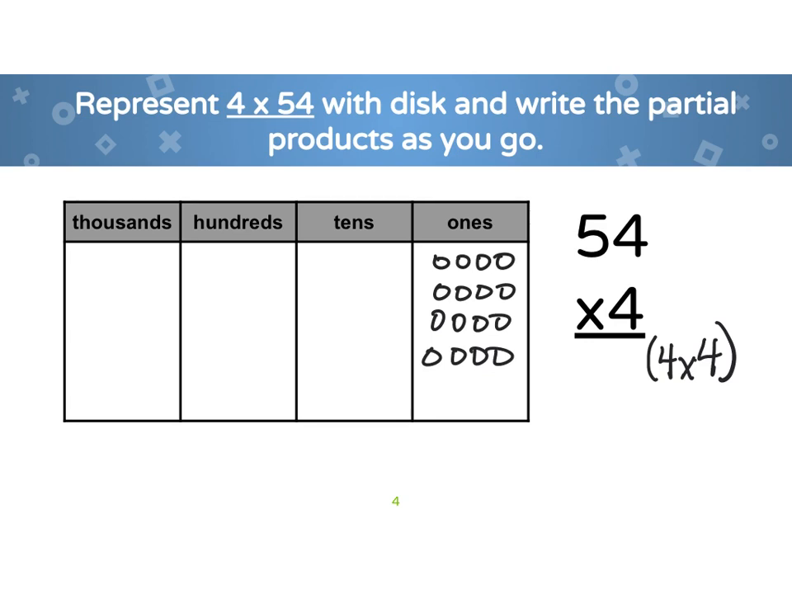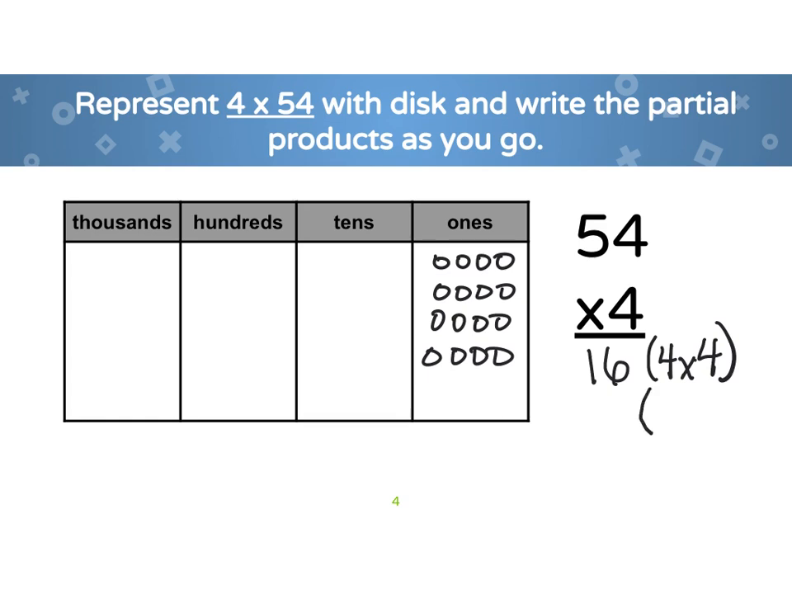Okay, so my disks, I put 4 and then 4 ones, and then I did that 4 times. So then this is how many I have. So how many ones do I have? Okay, 4, 8, 12, 16. I have 16 ones. Okay, but I may have to regroup some of those. So let's think about that in just a minute. But first, let's go ahead and do the second part of my partial product.